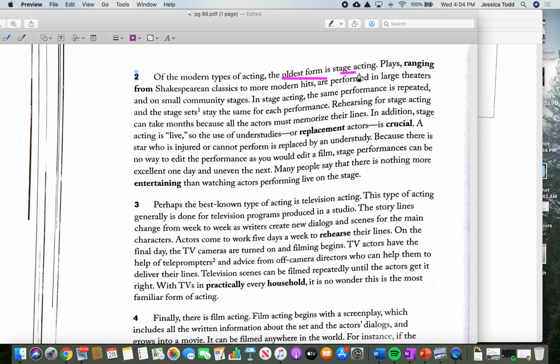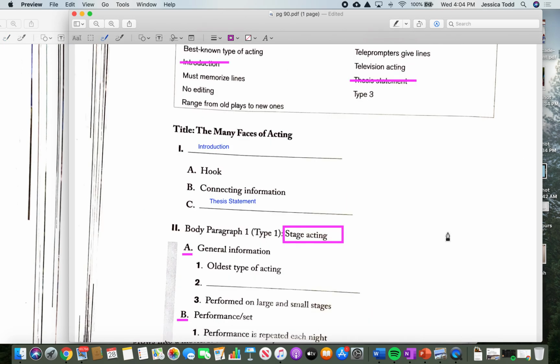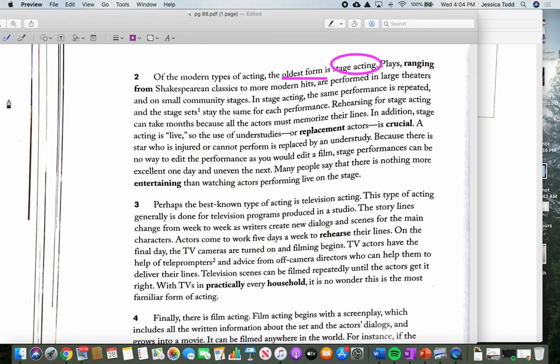Oldest form, and we talk about stage acting again. Okay, plays ranging from Shakespearean classics to more modern hits are performed in large theaters and on small community stages. Ooh, performed on large and small stages. Okay, so I'm going to underline that information too. Performed in large theaters and small community stages. Okay, so this is all the general information.